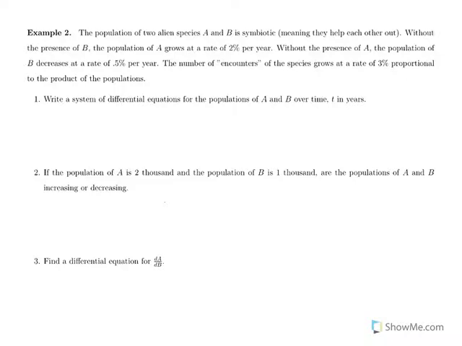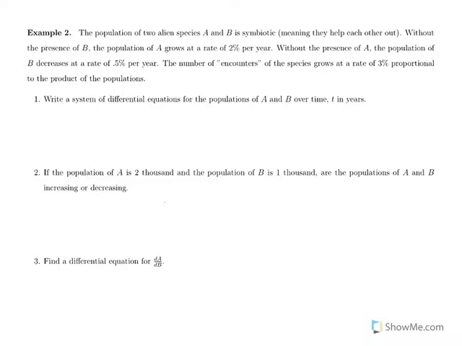So without the presence of B, the population of A grows at a rate of 2% per year. Without the presence of A, the population of B decreases at a rate of 0.5% per year. Now we're going to say the number of encounters of the species grows at a rate of 3% proportional to the product of the population. So what that means, encounters is going to be the thing that benefits both of these populations. We can think about a bee pollinating a flower or whatever it's going to be.